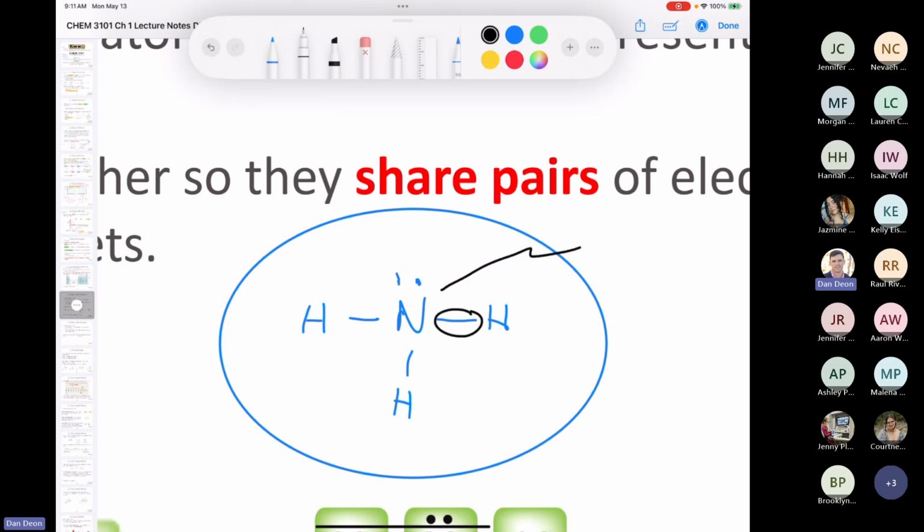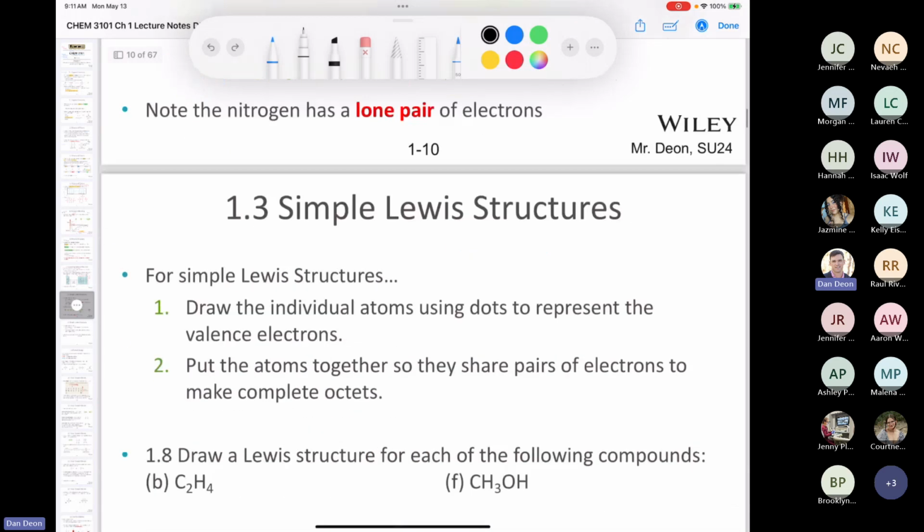Okay, so 1, 2, 3, 4, 5, 6, and then a lone pair, 7, 8. So it's surrounded by 8 electrons, so it has a complete octet. All right, there you go. So that's a little bit about Lewis structure.